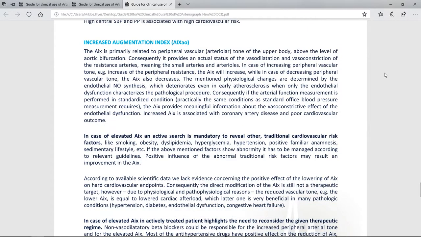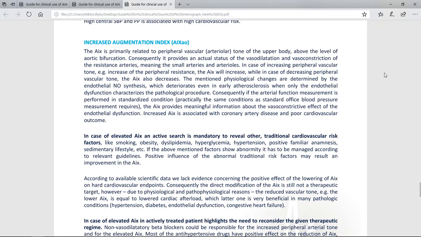Augmentation index. The augmentation index is related to the peripheral vascular arteriolar tone of the upper body, above the level of the aortic bifurcation. The augmentation index is related to the vasoconstriction and the vasodilation of these small resistance arteries. In case of increased peripheral vascular resistance, the augmentation index is increased. In case of decreased peripheral vascular resistance, the augmentation index is also decreased.